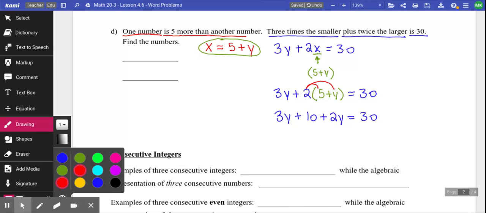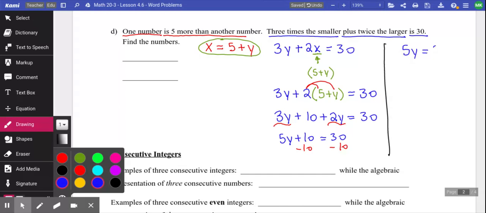After we expand, we collect our like terms. We have 3y and 2y. Those would add together to be 5y plus 10 equals 30. And now I can begin my process of solving. So I'm going to subtract 10 from both sides. That gives me 5y equals 20. And then I need to get rid of that 5 by dividing both sides by 5. That leaves me with y equals 4.